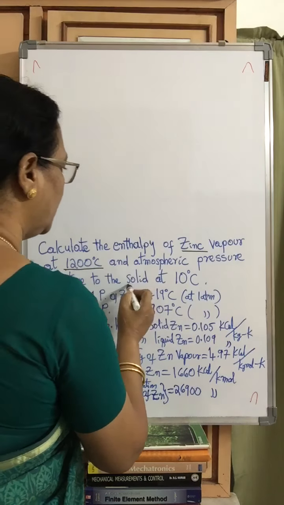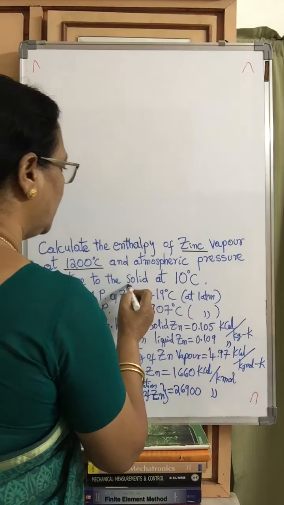At 907 degrees centigrade, zinc can exist in the liquid form. That is the boiling point. Then what happens? We still supply heat. The temperature will not rise, but the liquid zinc will convert from liquid form to vapor form. So this is zinc vapor, also at 907 only. The temperature is not changing.